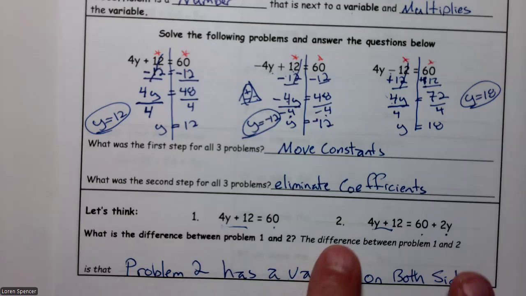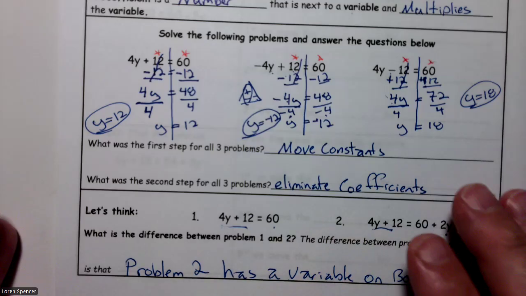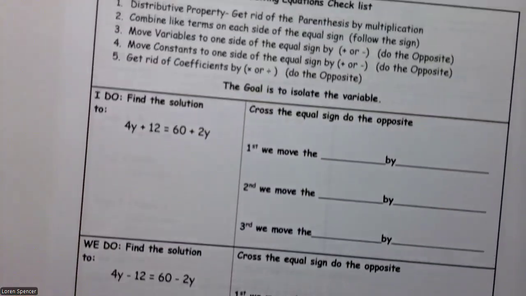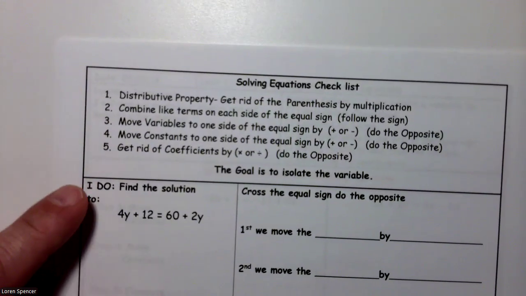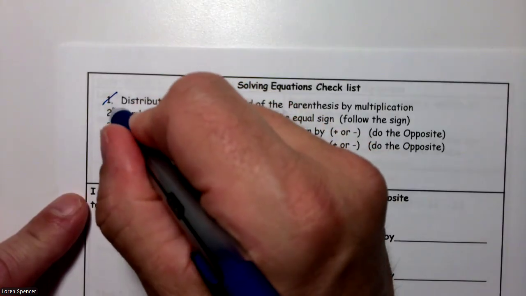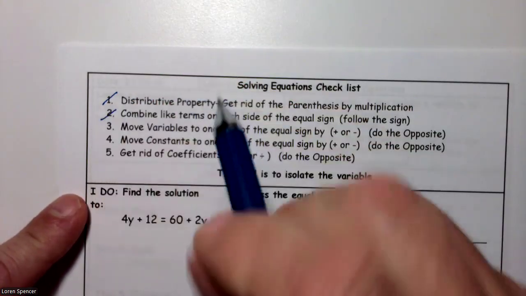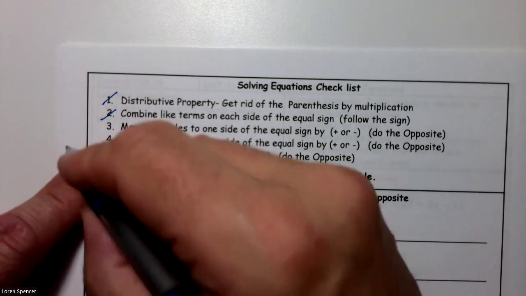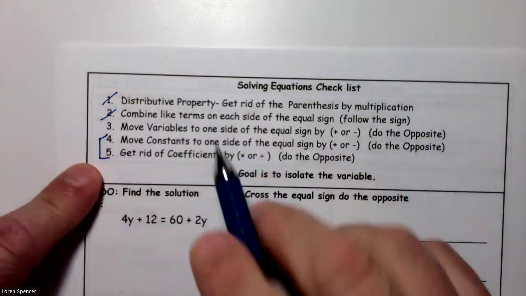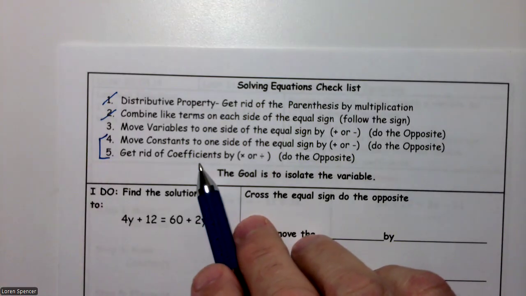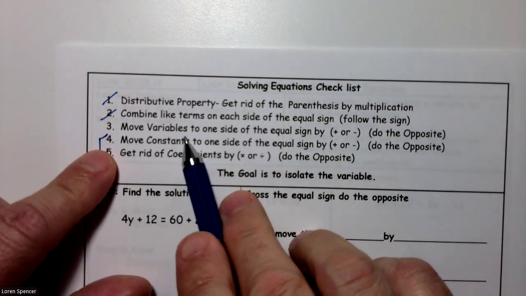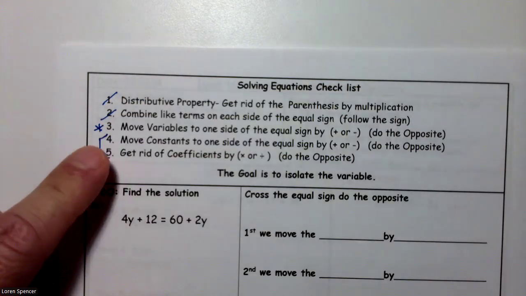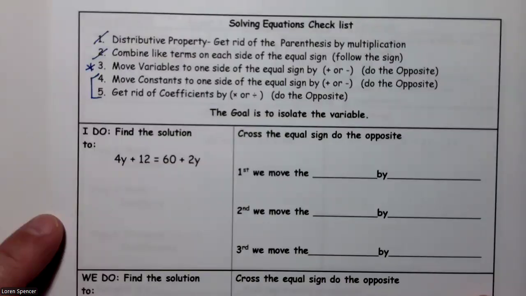We're going to learn how to handle situations like this where we have a variable on both sides. So we're not going to deal with the distributive property today. We're not going to be combining like terms. We've already done these things. We've moved constants and gotten rid of coefficients, and we did that in the warm-up. But now we need to move variables to one side of the equal sign. So this is what we're adding today, is moving variables to one side of the equal sign.